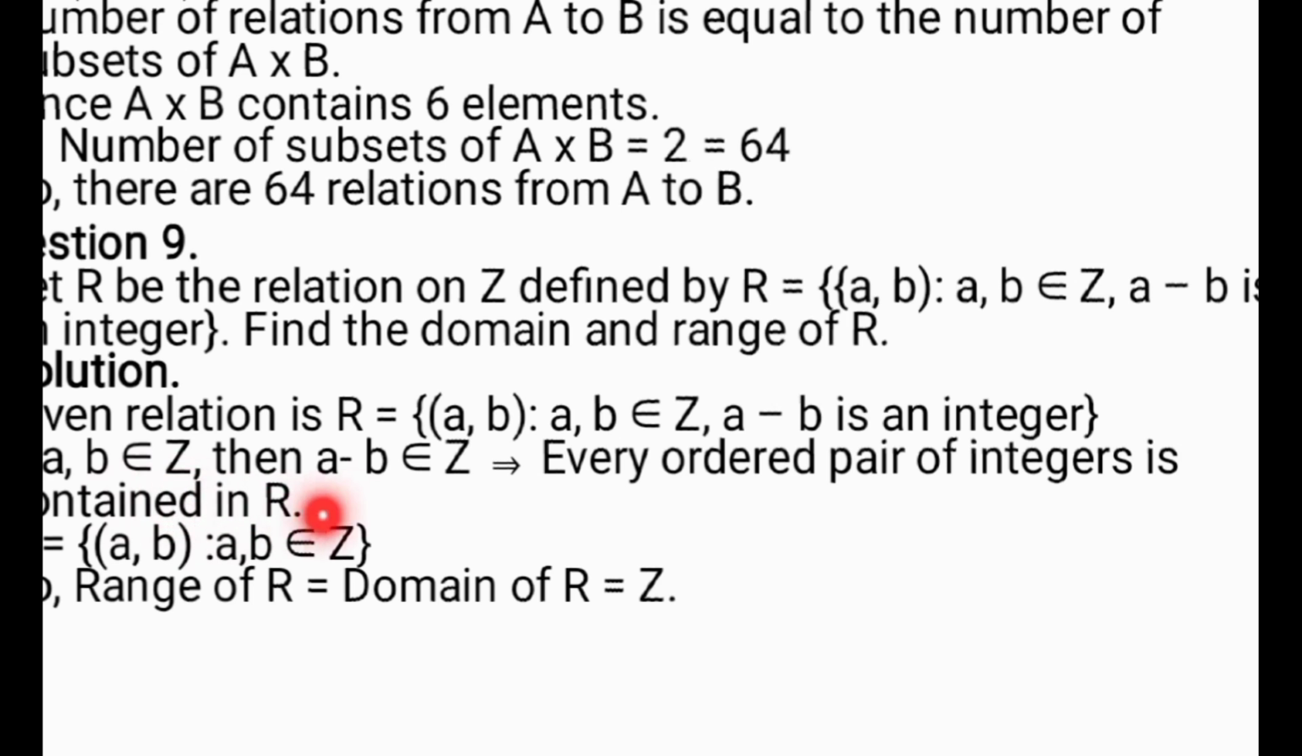Now, a minus b belongs to Z means every ordered pair of integers is contained in R. This is the formula. Every ordered pair of integers is contained in R. So, (a, b) belongs to Z. That is the given condition. So, the range also: range of R equal to domain of R. Both are same. So, equal to Z.